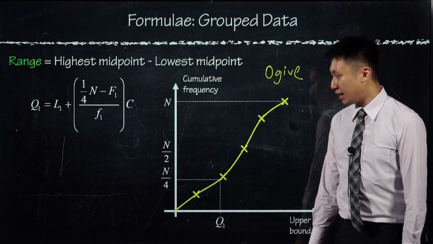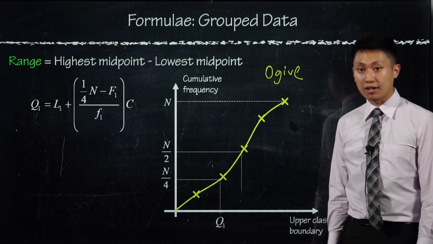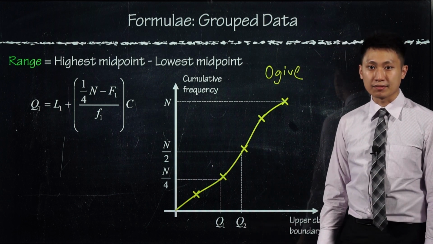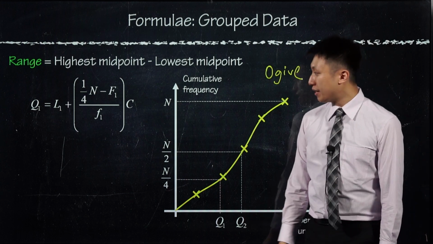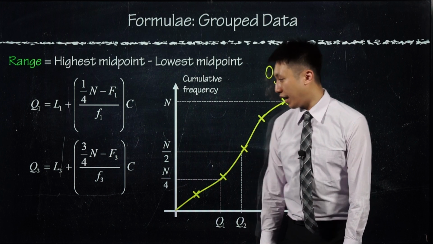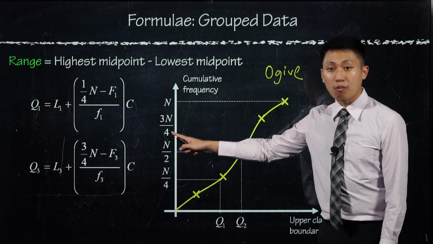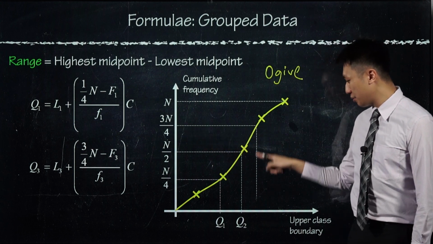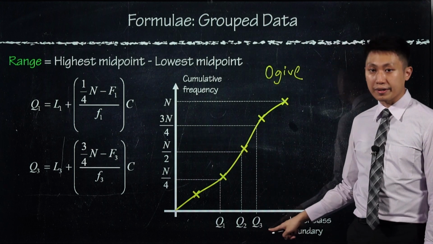Then second, you've got n over 2. This is your median when you map it back here on the x-axis, your upper class boundary. Next, Q3 is given by this formula, and it's here, 3 over 4, right? It's the third quarter. So you map it here, put it back, then you get your Q3 over here.